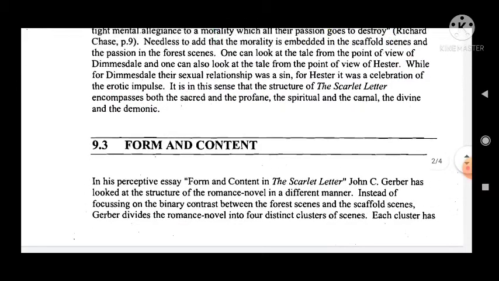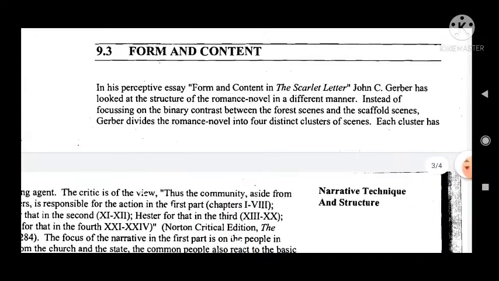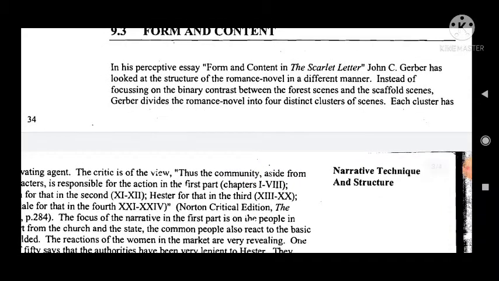It is in this sense that the structure of the Scarlet Letter encompasses both the sacred and the profane, the spiritual and the carnal, the divine and the demonic. Then form and content. In his essay, Form and Content in the Scarlet Letter, John C. Gerber has looked at the structure of the romance novel in a different manner. Instead of focusing on the binary contrast between the forest scenes and scaffold scenes, Gerber divides the romance novel into 4 distinct clusters of scenes.